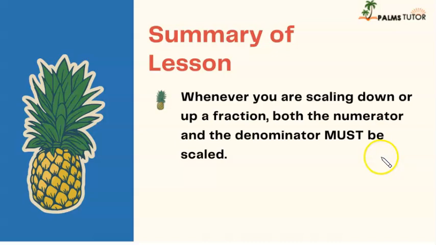Okay? So what have we learned today? Whenever you are scaling down or up a fraction, both the numerator and the denominator must be scaled. No cheating. Can you say that? No cheating. You don't cheat any one of them. So you multiply both the numerator and the denominator, or divide both the numerator and the denominator.